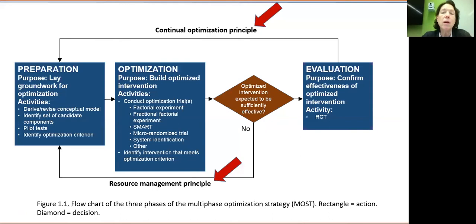In the various studies that I have had funded, most of them have been R01s or similar, where the preparation phase has been done. So we've developed a conceptual model in advance and done at least some minimal pilot testing, and have identified an optimization criterion. And I think most of you know, you're always in a stronger position if you've got a well-identified conceptual model and you've done pilot testing before you propose a study to NIH.